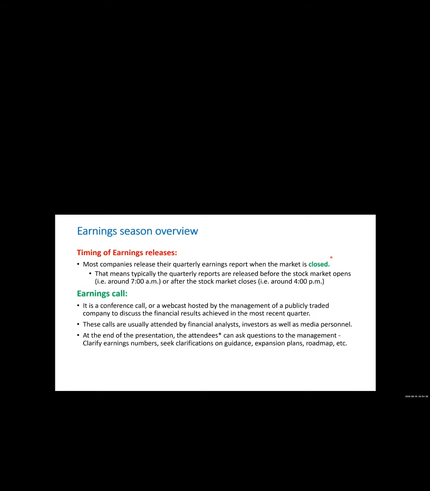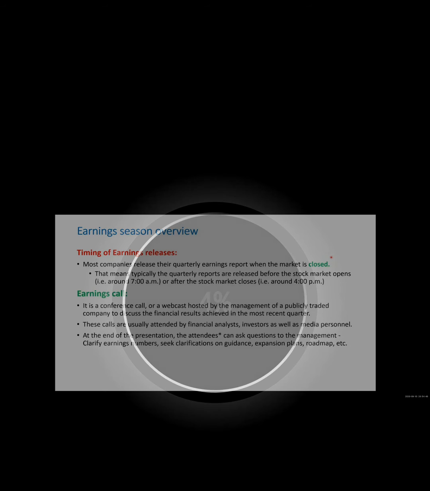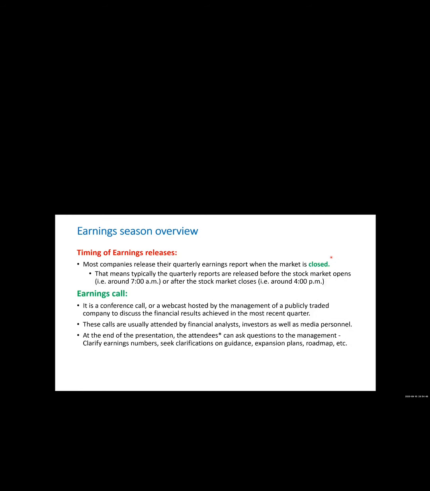So this typically means that the quarterly reports are released before the stock market opens, around 7 a.m., or after the stock market closes, around 4 p.m. Now, that said, there is no rule enforcing any of these companies to release their earnings after market close. You see a lot of small cap companies release their earnings report during the day. And there is volatility in the stock, but those stocks are small cap for a reason, and they're used to that kind of volatility. If you're a trader trading small caps, you can trade off those reports. Okay, so that's the timing of earnings releases.